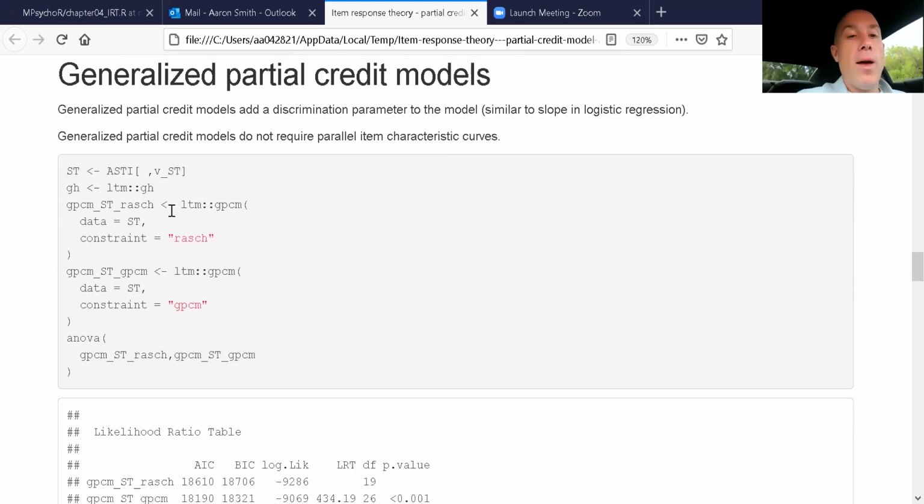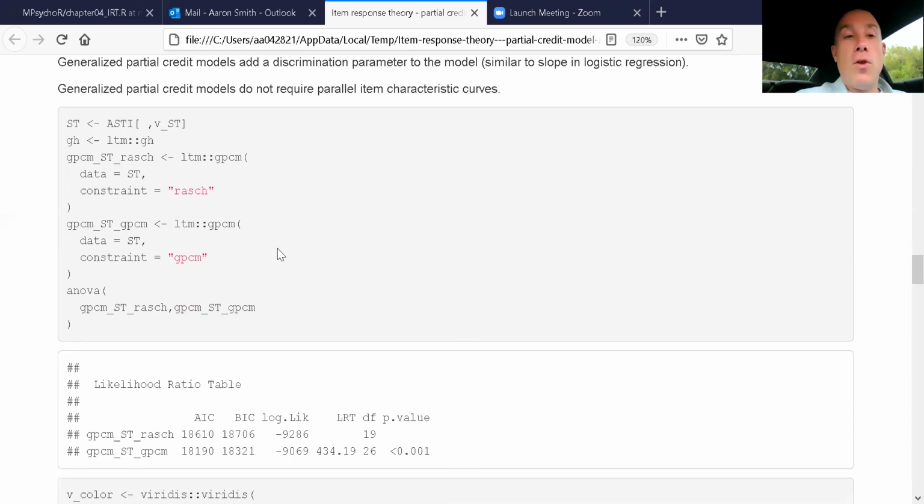Okay, so here, let's go ahead and we're going to use the LTM package, latent trait modeling. We're going to use the Rasch model with generalized partial credit, and then we're going to do a generalized partial credit model. Also, we're using the same function, but by constraining to Rasch, I'm imposing the Rasch model structure. So here we're imposing parallel curves. And now let's take a look at the two.